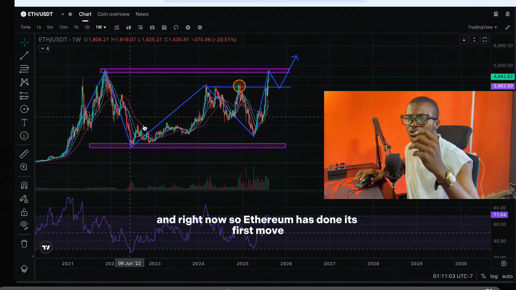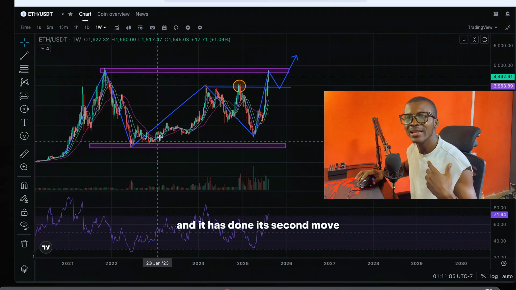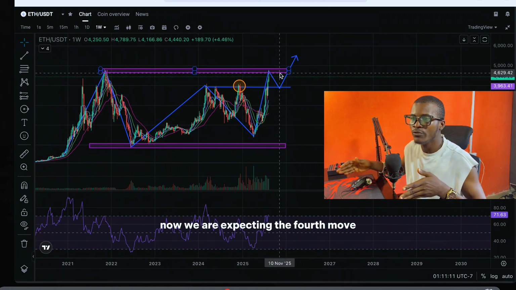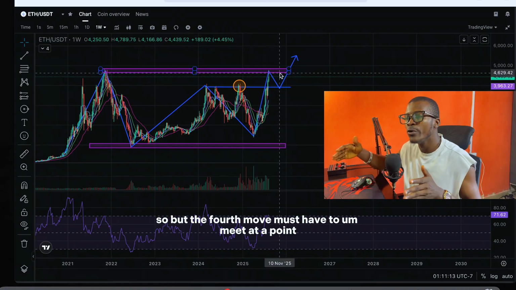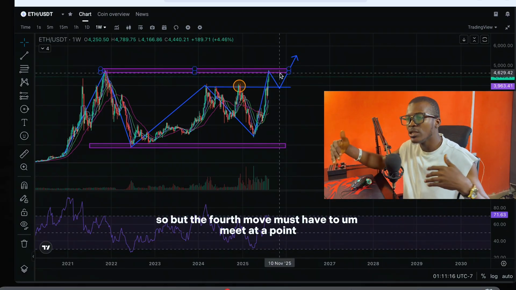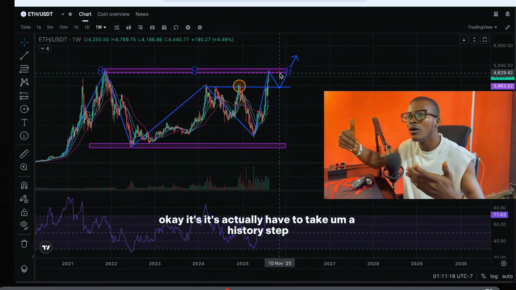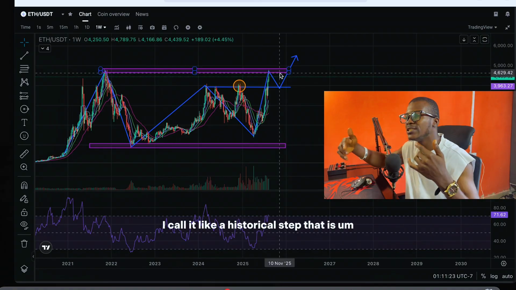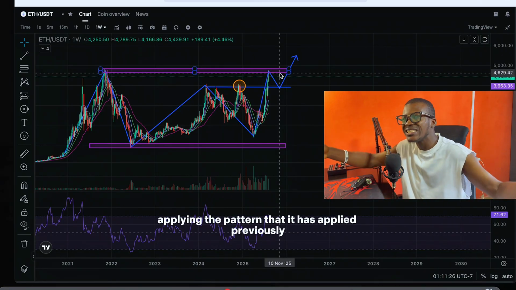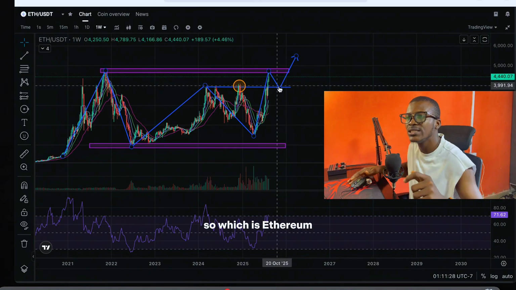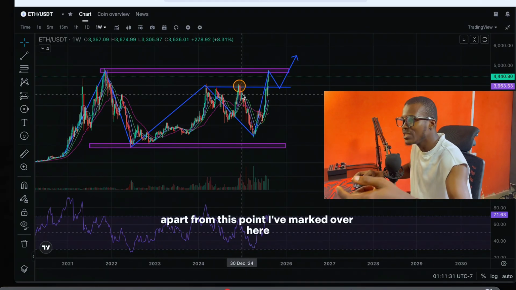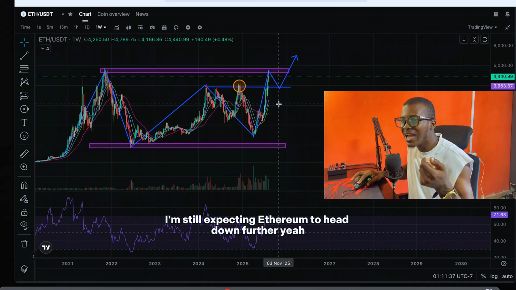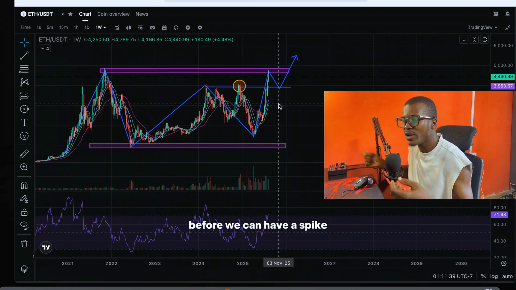Right now, Ethereum has done its first move, its second move, and its third move. Now we are expecting the fourth move. But the fourth move must meet at a point. It has to take a historical step, applying the pattern that it has applied previously. Apart from this point I've marked over here, I'm still expecting Ethereum to head down further before we can have a spike.